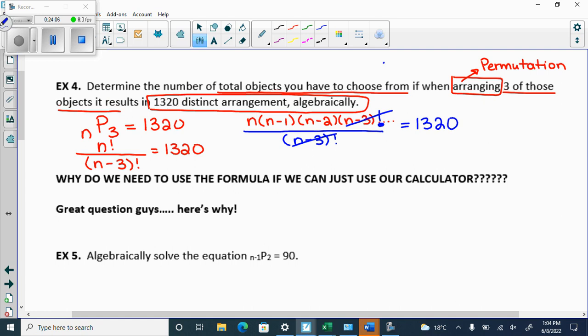Now, why is this one a polynomial? Because you're going to get a cubic. You're going to get an n cubed. So we'll distribute the n in first. And you can work your way through all of this in your notes down to here. I don't care. We're not doing these examples. We don't have time. So we're going to have n squared minus n times n minus 2 equals 1320.